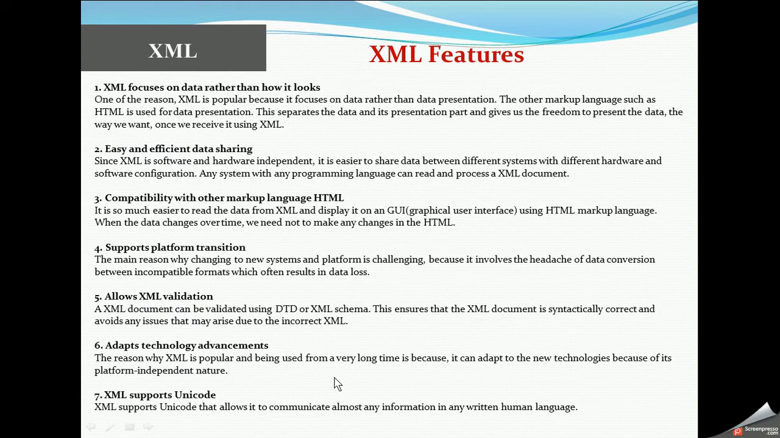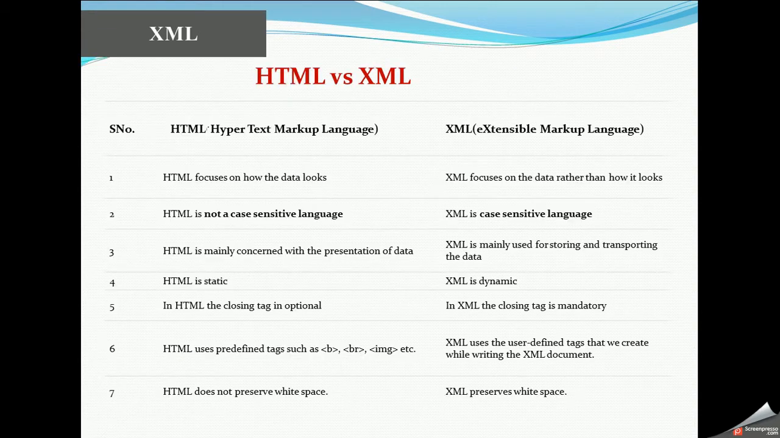And XML supports Unicode. So till now you have studied what XML is. XML is extensible markup language, and it is used to store and transport data. There is no predefined tag in XML. HTML always has predefined tags, XML does not have any. Now let's have a very quick review of HTML versus XML.